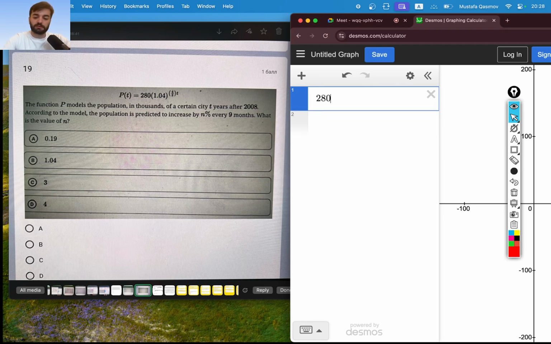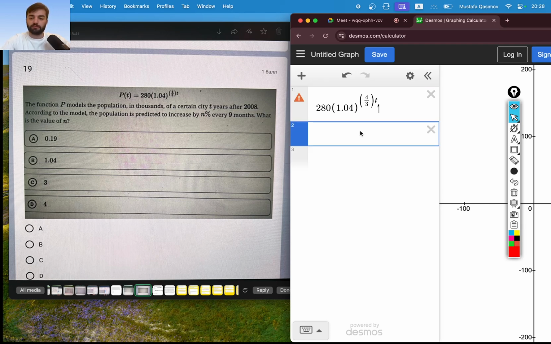Okay, let me explain it like that also. Let me explain every single part of this exponential function. So in an exponential function we generally have 3 parts.